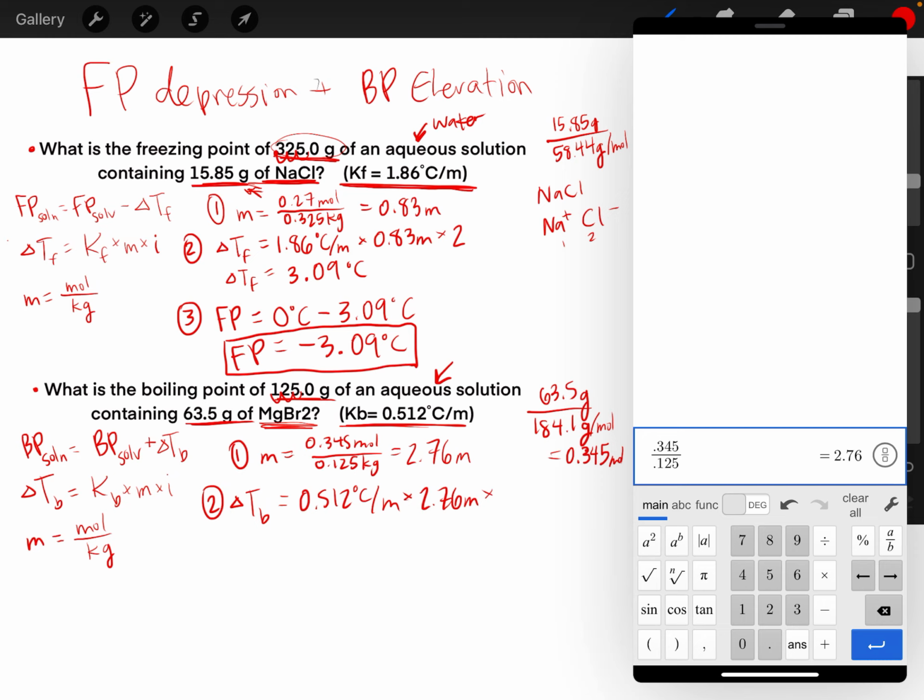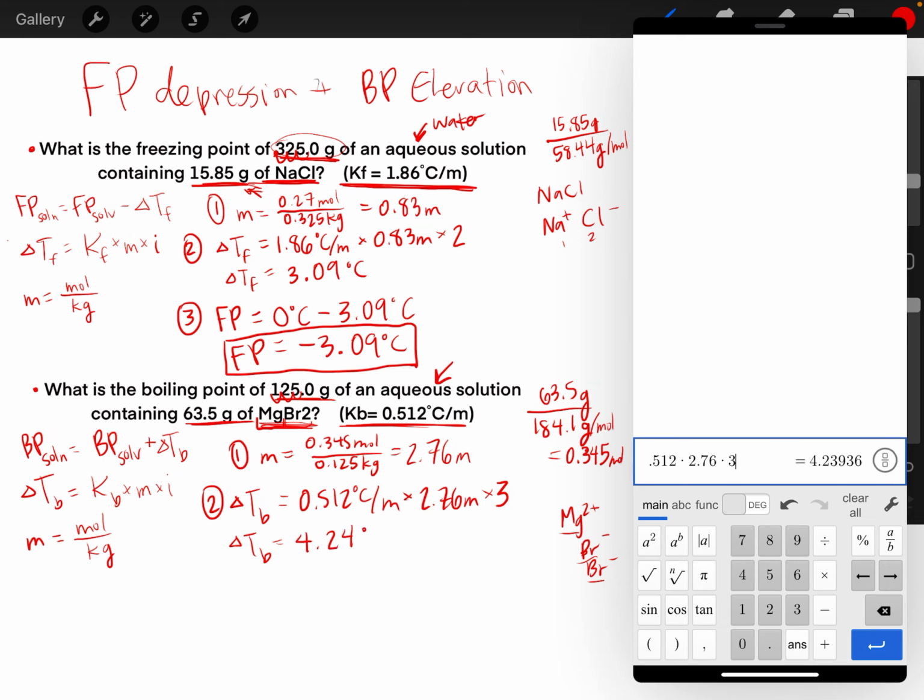First thing I need to ask myself, is this an ionic or covalent compound? This is an ionic bond because we have magnesium, which is a metal, and bromines, which are nonmetals. I have 1 Mg right here, and it has a 2 plus charge. And I have 2 bromines, canceling out that charge, which means I have 1, 2, 3 particles. So my i value is going to be 3. I'm just going to multiply all these in my calculator. 0.512 times 2.76 times 3. And that ends up equaling a delta TB of 4.24 degrees Celsius.